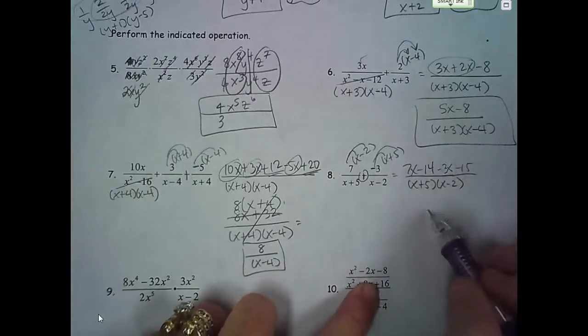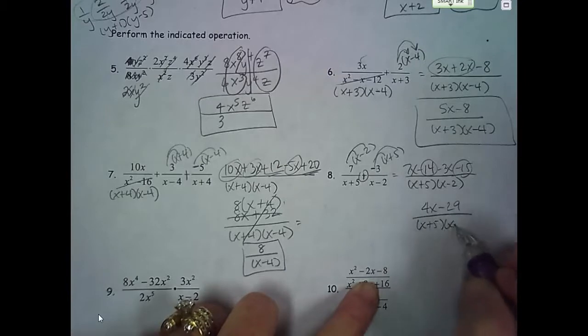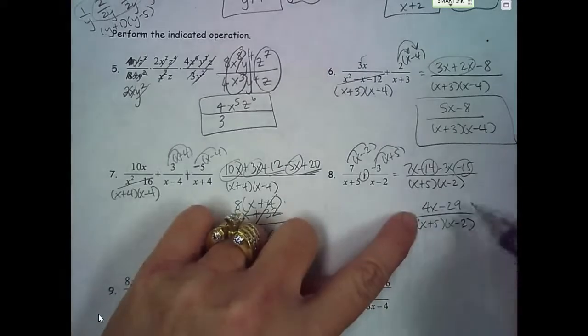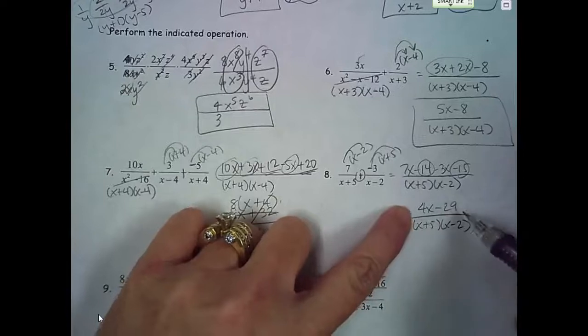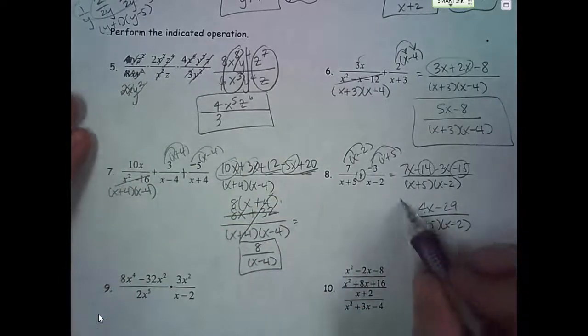7x and negative 3x make 4x, and this becomes negative 29 over x plus 5 and an x minus 2. Before I box it, check and see if I can cancel or reduce or anything. This does not reduce, so you're just done.